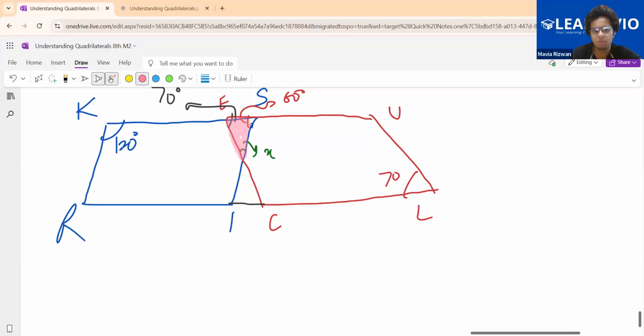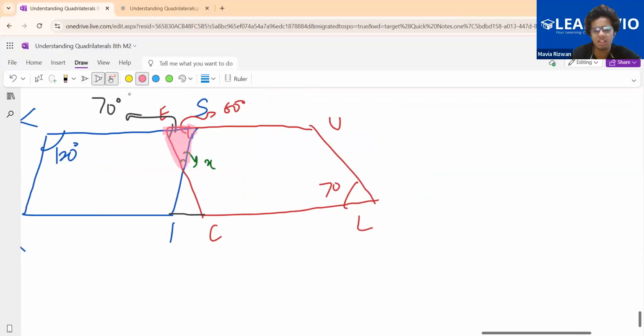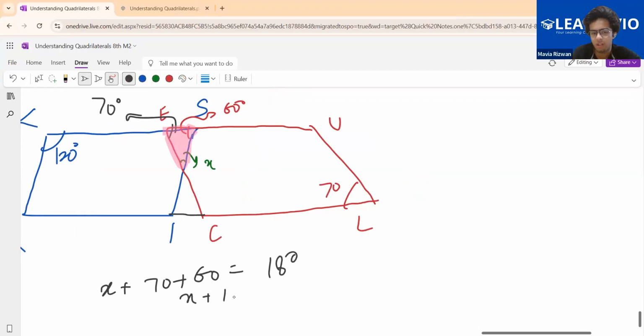This is a triangle being formed. We know the angle sum property says that the sum of all the angles in a triangle is 180 degrees. So from here I can say that angle x plus 70 plus 60 is equal to 180 degrees. Now 70 plus 60 is 130, so x plus 130 is equal to 180.